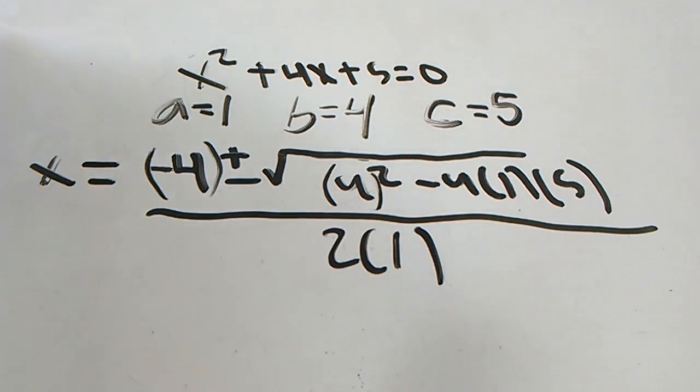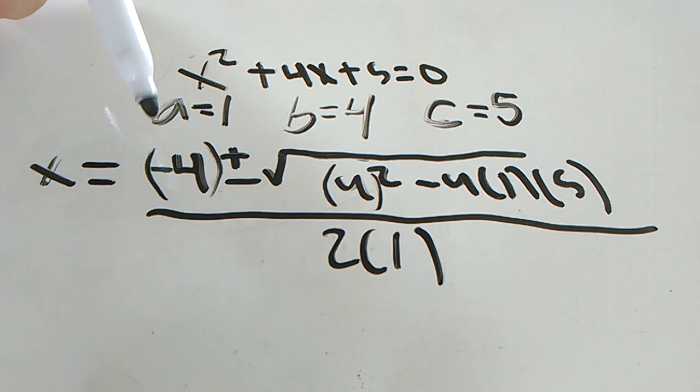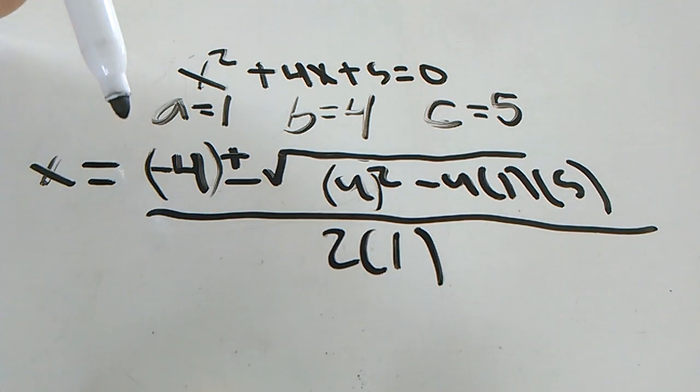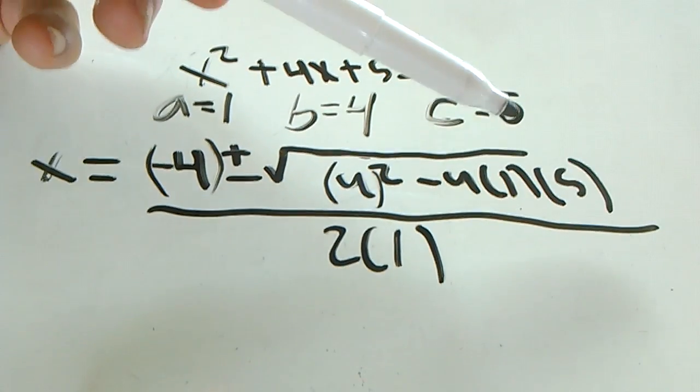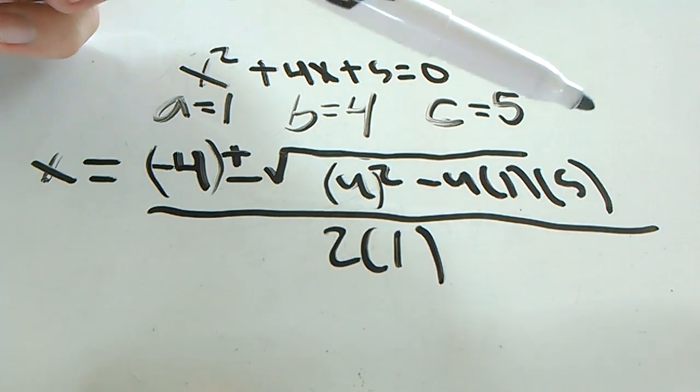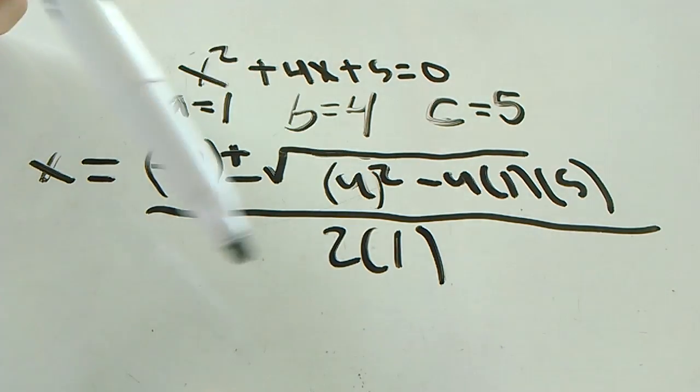Now that we plug these in, the reason this is a negative 4 is because if you look back at the formula, that's negative b, so that makes the positive 4 a negative 4. And then b squared would be 4 squared, minus 4 times a, which is 1, times c, which is 5, and then 2a would be 2 times 1.